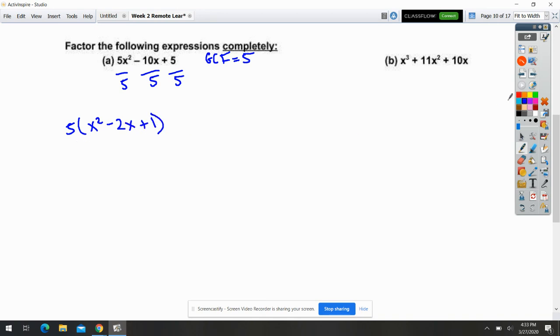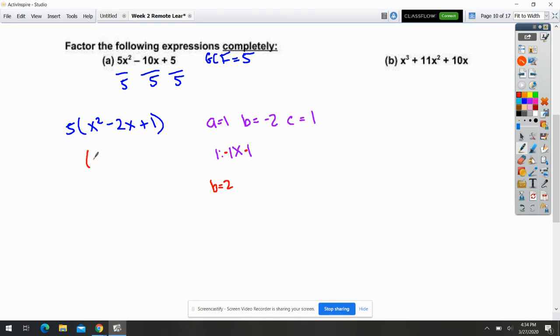Now on the inside, we're doing that trinomial, that product and sum method. I also call it the trinomial method. So our A is 1, our B is -2, and our C is +1. So we have to figure out what multiplies to 1, which is just 1 times 1. Those two factors need to add to -2 because our B value is -2. That means both of these have to be -1.